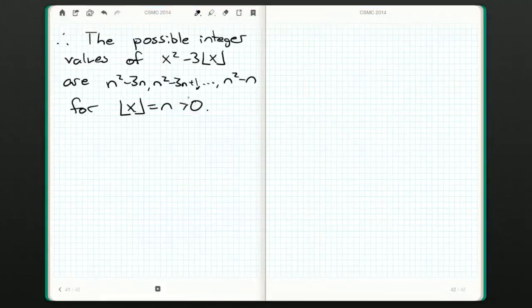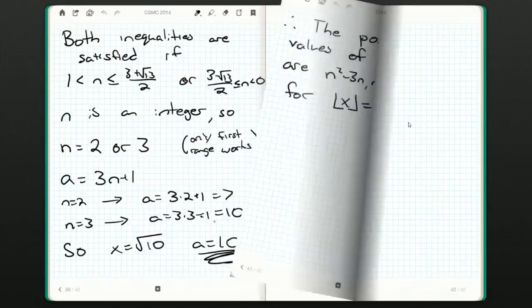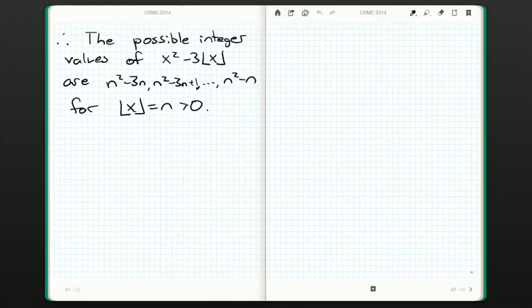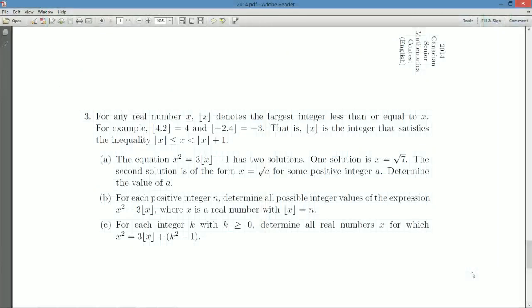I'm pretty sure the positive integer part of that was probably very key. Because if n was a negative integer, we wouldn't have n squared and then n plus 1. Well, we would, but you wouldn't want to use that expression, I don't think. I don't know, I'm a tad confused. Oh well, this is our possible set of answers. Okay, that's what we're going with. So n squared minus 3n all the way up to n squared minus n. Okay, that's B. Now C part.